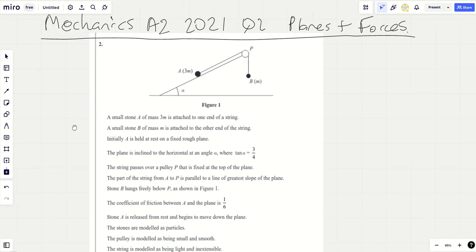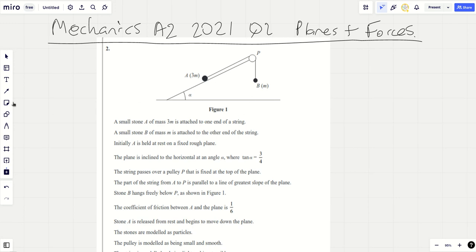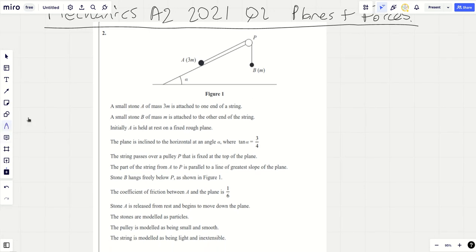Hello and welcome to another video, this time going through Mechanics Paper 2021 question 2, and it's a planes and forces question, or actually it's a pulleys question. So let's get on with it. Let's do the little prep work.